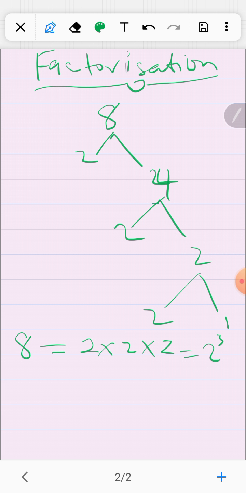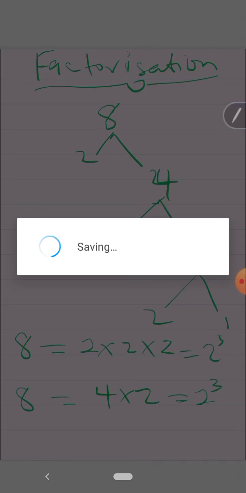When we're factorizing, we're trying to write something in terms of its simplest factors. I can still write 8 as 4 times 2, right? But that's not its simplest factors. 4 is not the simplest way to write 4. So this would still be the same as 8, but it's not the simplest prime factors. So that's the basic idea behind factorization.